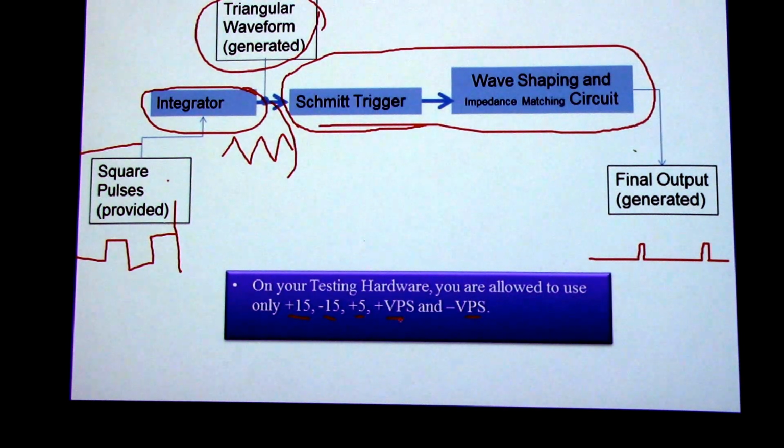Any questions? So you're saying we do get the function generator for the square pulses? Yes. Okay, I'll let you know.